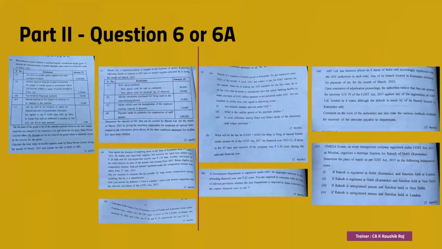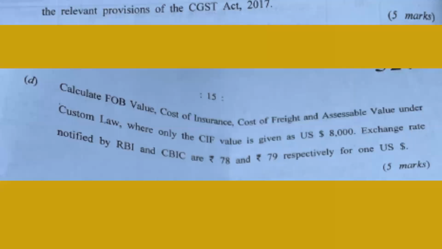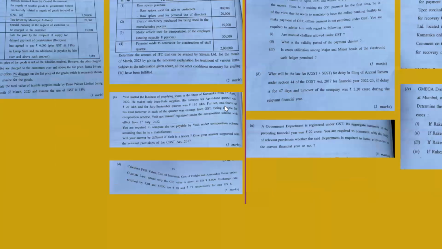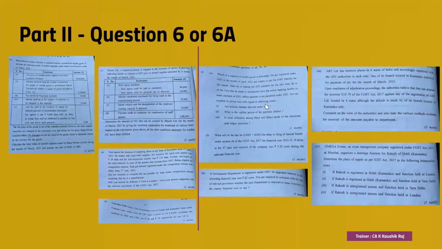And this is a cakewalk question. They've asked to calculate the FOB value, cost of insurance, cost of freight, and assessable value under customs law, where only the CIF value is given, that is $8,000, and the exchange rate is given. Very simple question. And this is easy, claiming 5 marks, simple question. So this is your 4 questions on question number 6, and then comes the question number 6A.